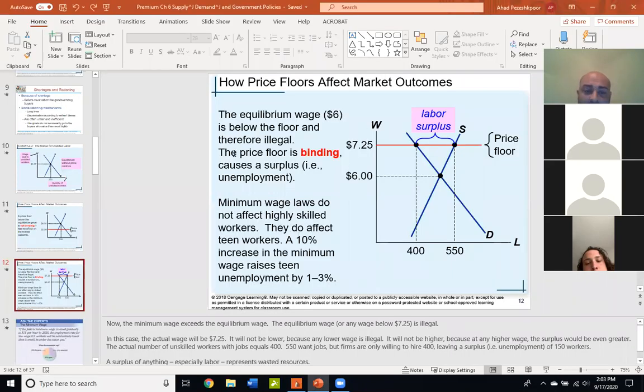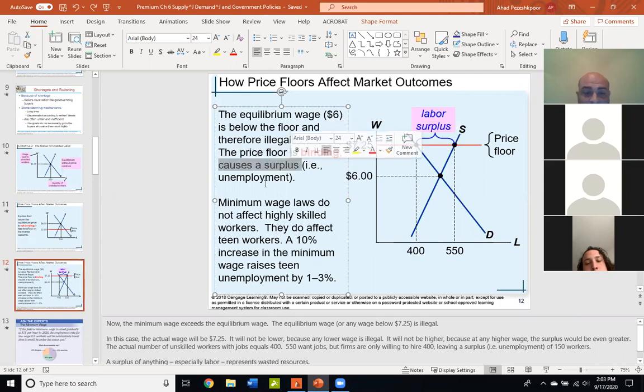Labor supply, as you can see, the price floor is binding. It would cause a surplus. Minimum wage laws do not affect highly skilled workers directly. They do affect teenage workers. A 10% increase in the minimum wage raises teenage unemployment by 1 to 3%. Of course, this only works in a rich country like the United States. I don't even think that this statement would be true for Europe.